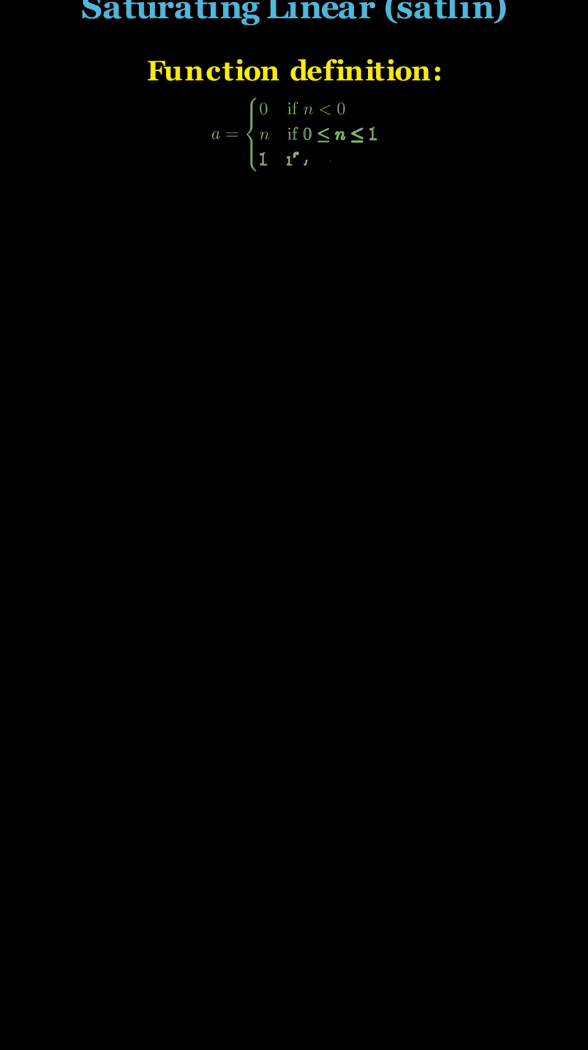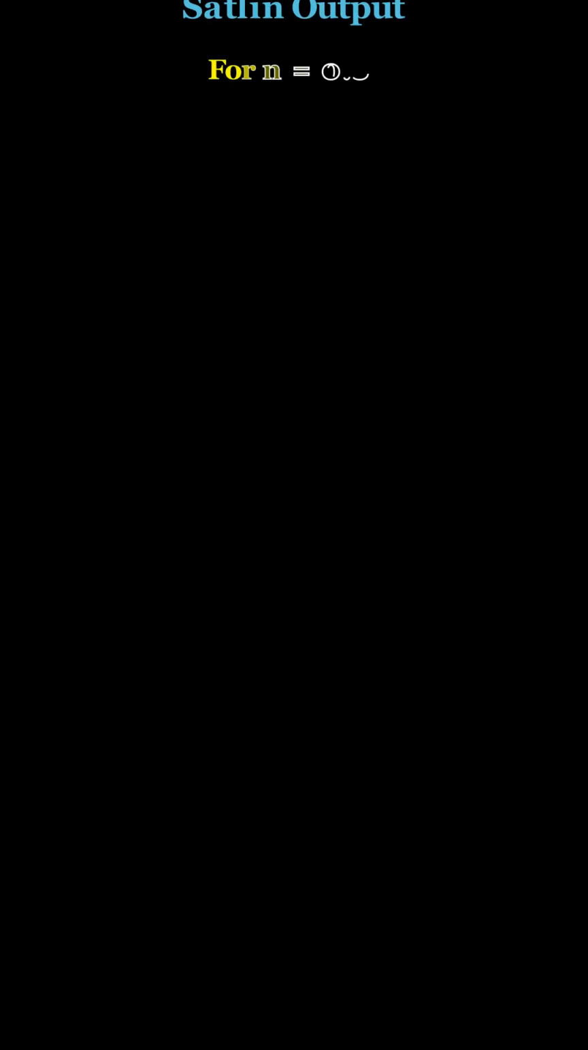Next, let's use a saturating linear transfer function. This function outputs 0 for inputs less than 0, the input itself for inputs between 0 and 1, and 1 for inputs greater than 1. Our net input is 0.8, which is between 0 and 1, so the output equals the input itself, 0.8.